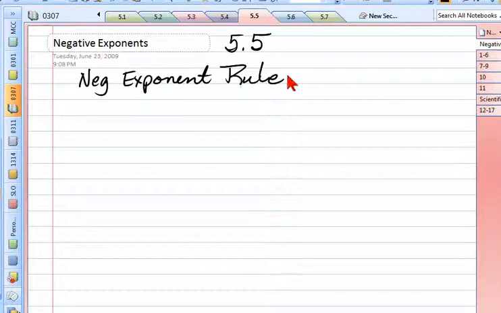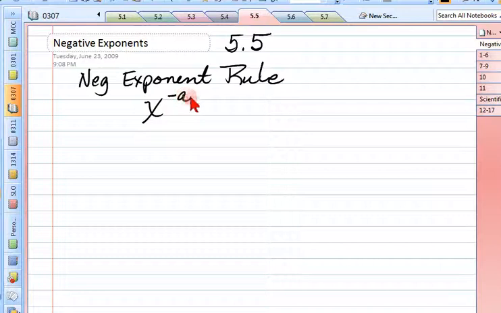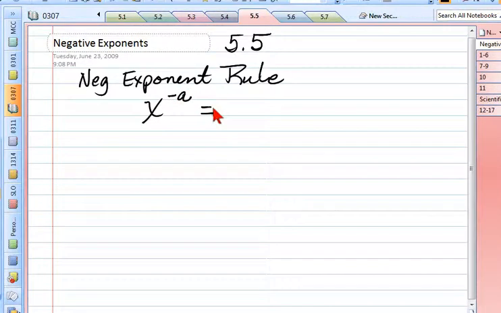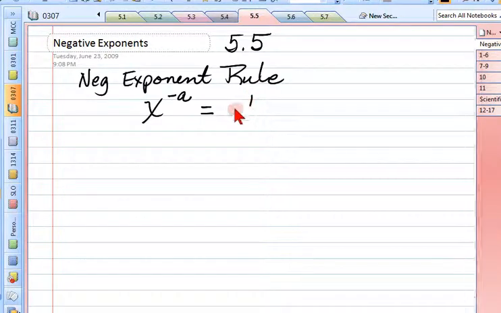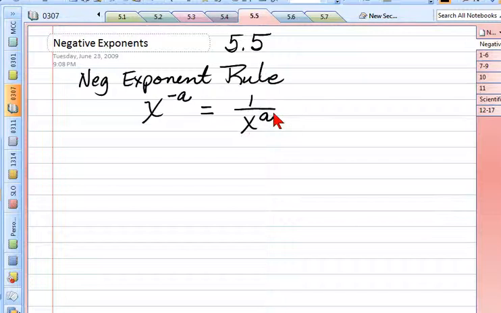All right, the negative exponent rule says if you have some base x, it could be any base, you raise it to a negative power. That in no way affects the sign of the answer. What it affects is the position of base x. It becomes 1 over x to the positive a. At first that seems very strange, that an exponent tells you to move this base to the denominator of a fraction, and then the exponent becomes positive.